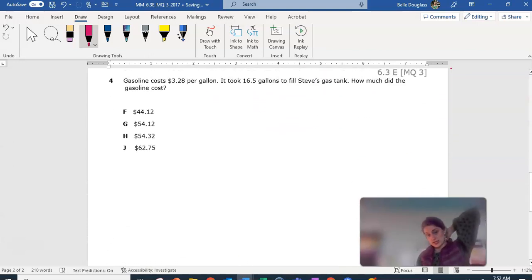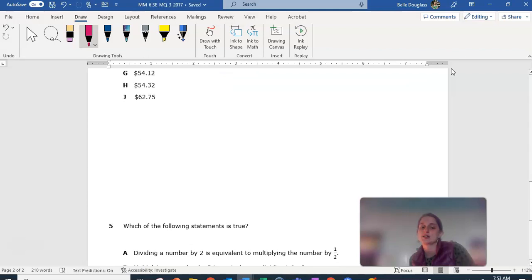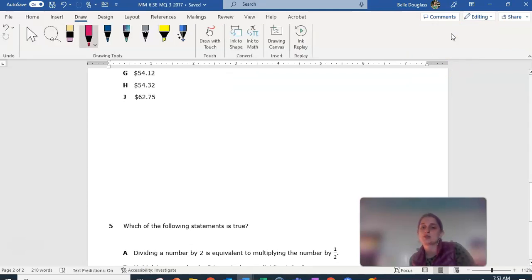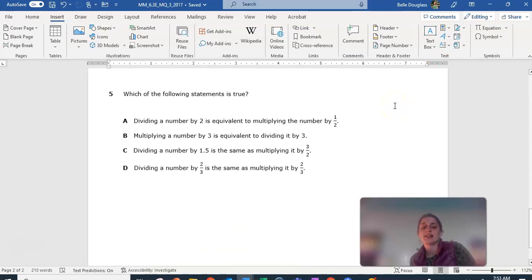Gasoline costs $3.28 per gallon. It took 16.5 gallons to fill Steve's tank. How much did gasoline cost? So if you are repeatedly putting a gallon and another gallon and another gallon and another gallon 16.5 times, you are going to multiply those two numbers. Don't stack your decimals, just stack the digits, line them up, and then you can put your decimal back in later. Last but not least, which of the following statements is true?